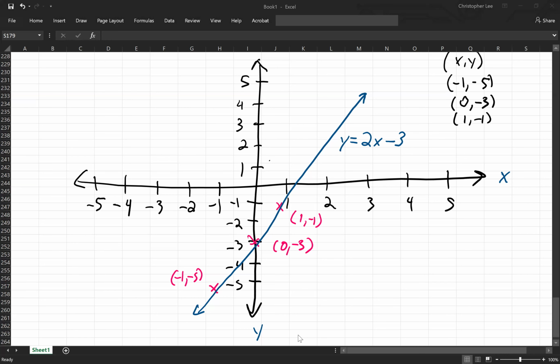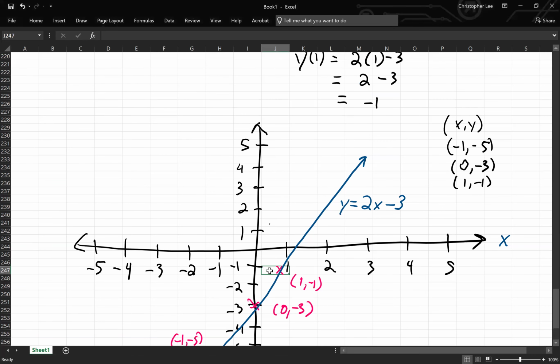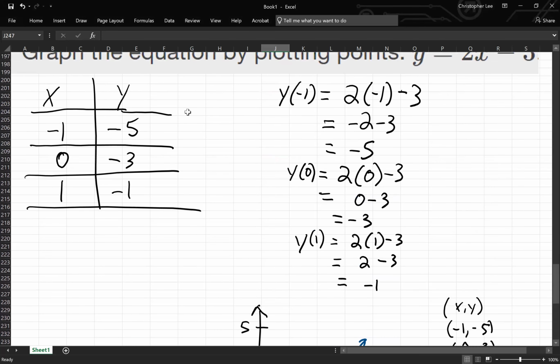So we always have to put that first. Whatever you want, because you're trying to get the y values out. The x value is what you're making up, and the y value is the answer that you're trying to get out from the equation.